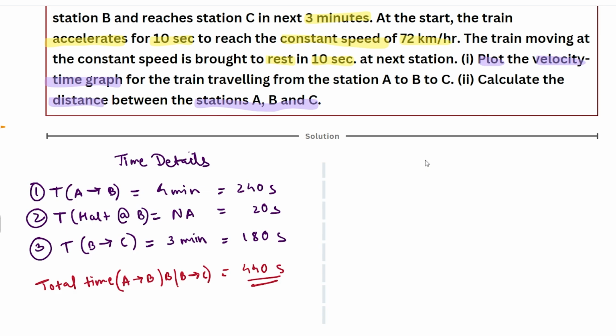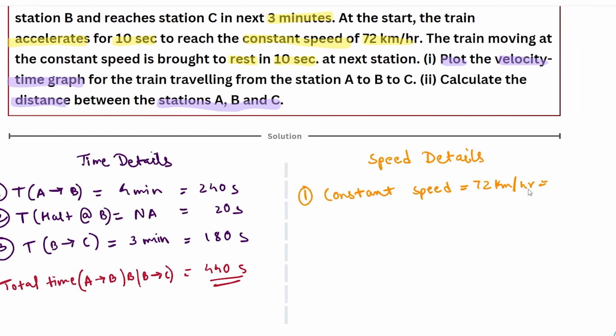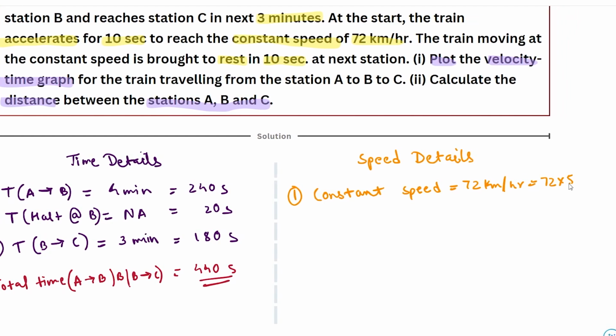Now the second category of information is the details regarding speed. The first detail we know is that the majority of the journey is happening at a constant speed, given as 72 kilometers per hour. If I convert this into meters per second, because we are going to calculate everything in seconds and meters, this becomes 72 into 5 upon 18 meters per second, which solves to 20 meters per second. So let me write this: this is the constant speed in meters per second.